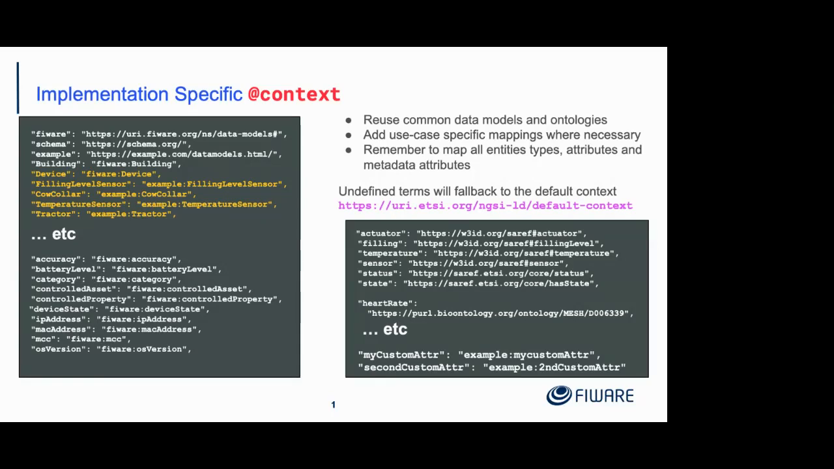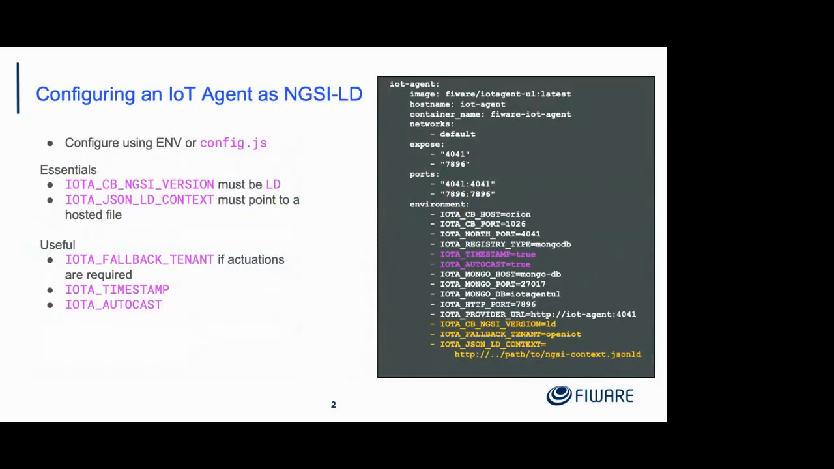So, okay, we've now got a custom context file. How are we going to use it? IoT agents. I assume you know what an IoT agent is. It's a mechanism for converting between a transport and payload of a known type into NGSI, in this case NGSI-LD.